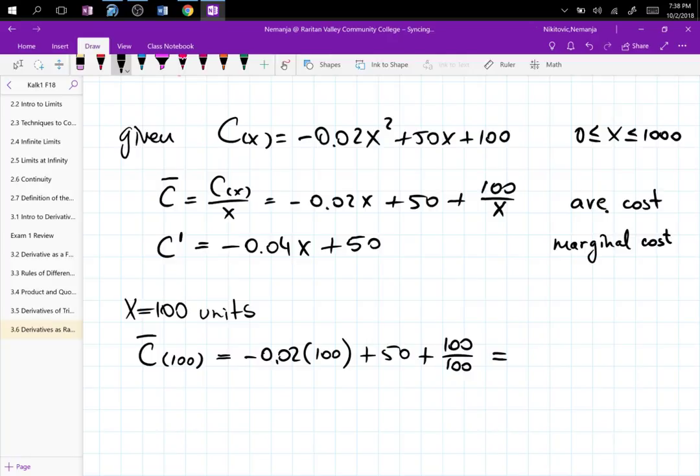That's 149. Per item or unit, whatever you want to put. I put unit before, so I'll put unit again. Per unit produced. So it costs you $49 on average. Now, does it mean that it costs the same to produce each item?